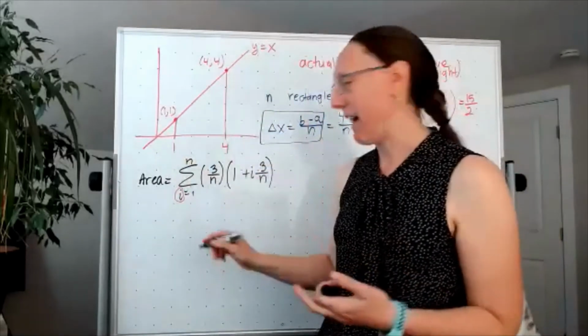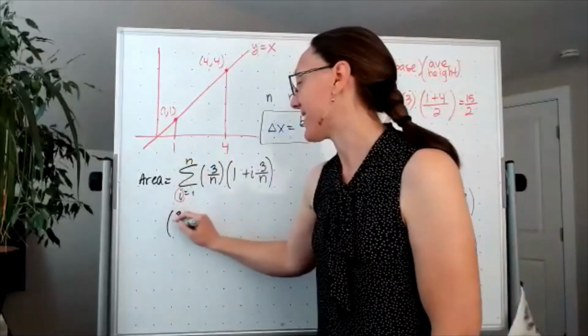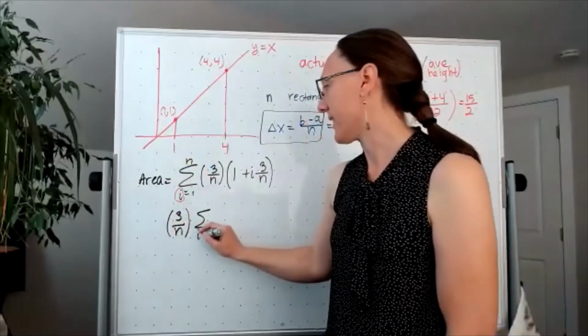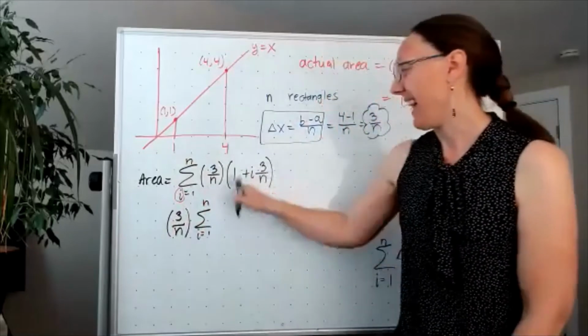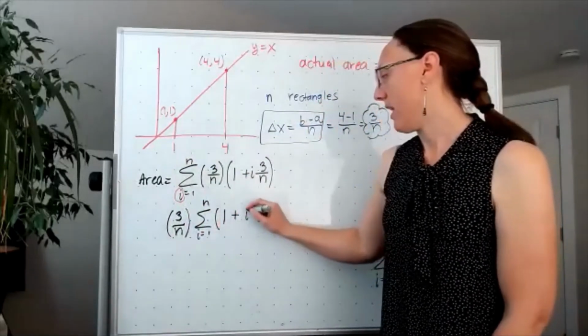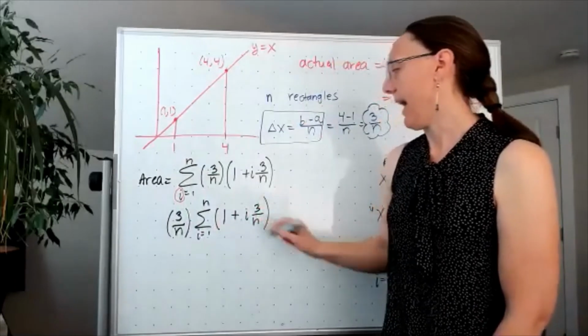I know it's weird to think of n as a constant, but it is in this case. So I'd have 3 over n, and now we're going sigma from i equals 1 to n. And I would just be left with the 1 plus i times 3 over n.